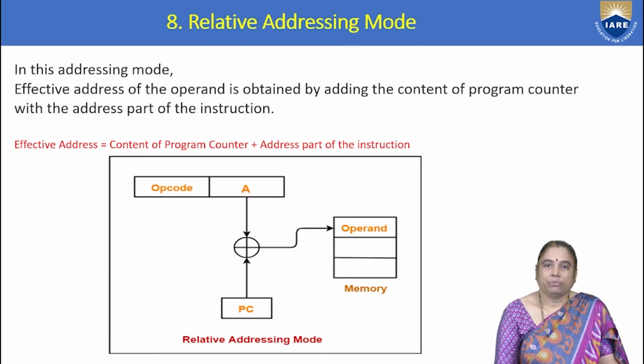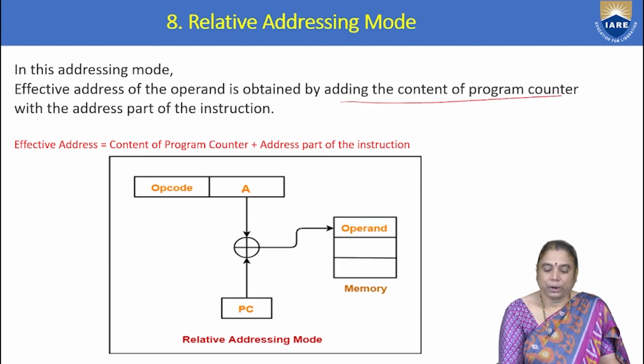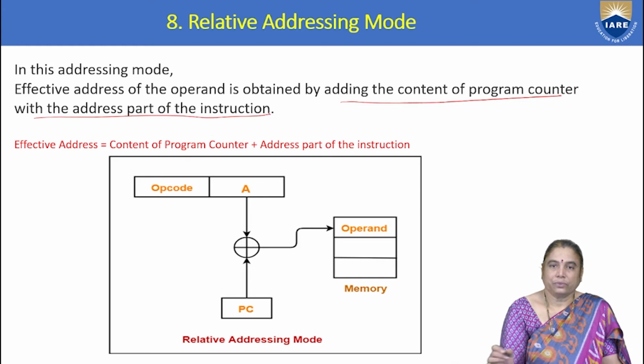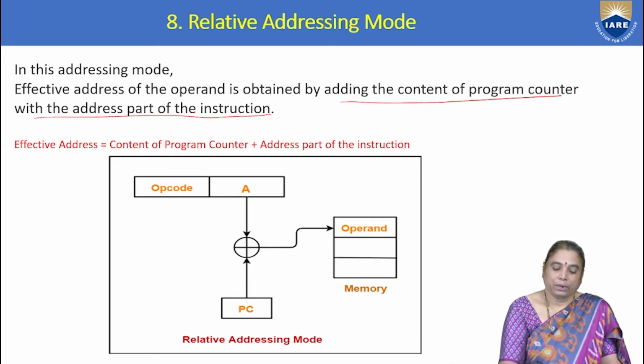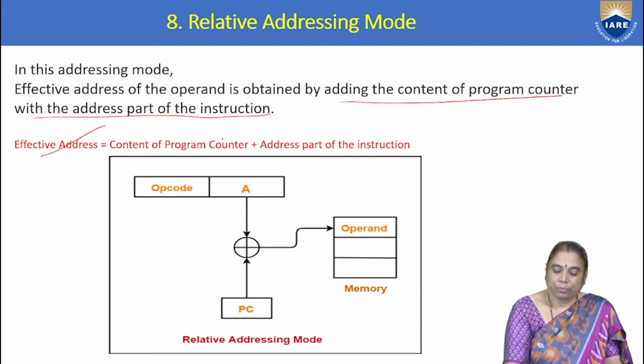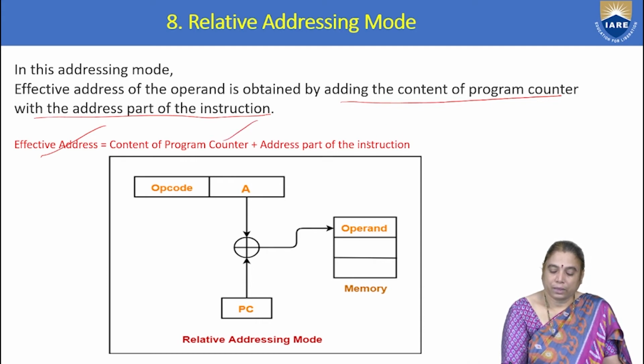The next variety of addressing mode is the relative addressing mode. In this mode, the effective address of the operand is obtained by adding the content of the program counter with the address part of the instruction. Whatever address is specified in the instruction format has to be added with the PC, program counter value, in order to gain the effective address where the operand is located in memory. So effective address equals the content of the program counter plus the address part of the instruction.